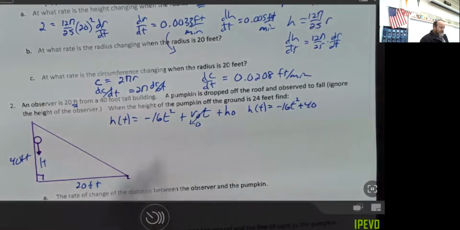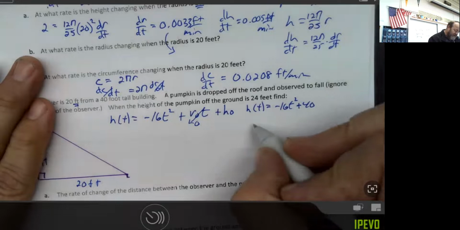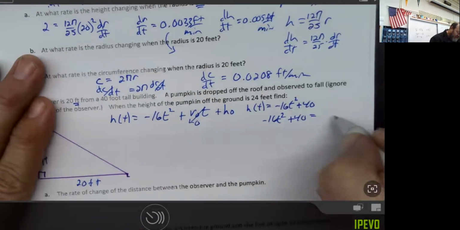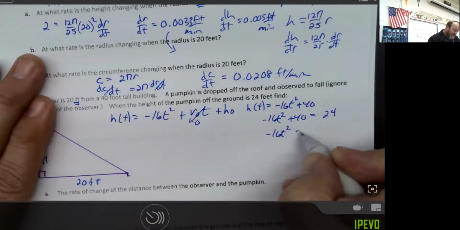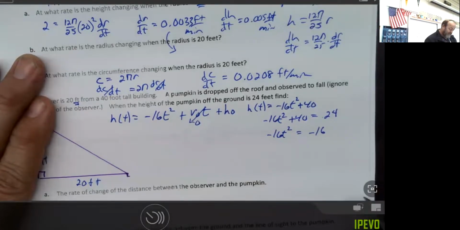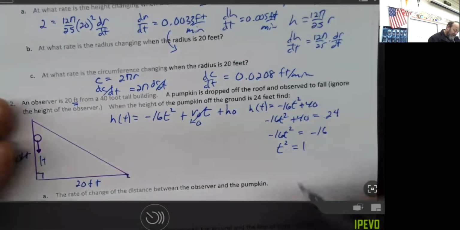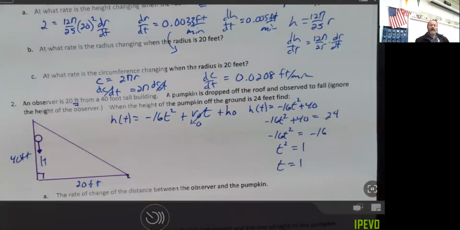So as we go through this, it says the pumpkin was dropped off the roof, and watch when the height of the pumpkin is 24. So the question that I would have is, when is this height right here specifically equal to 24? Well, I don't think you're going to be too surprised that when we subtract 40 from both sides, I got myself negative 16, which I rigged this problem to be very, very nice. So I found out that this particular snapshot in time happened when t was 1.